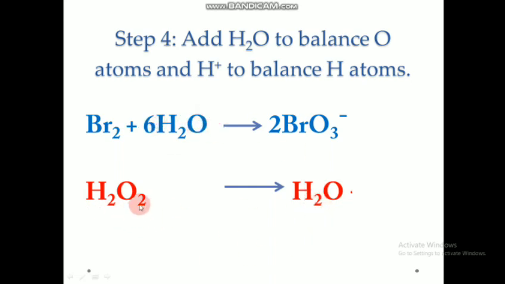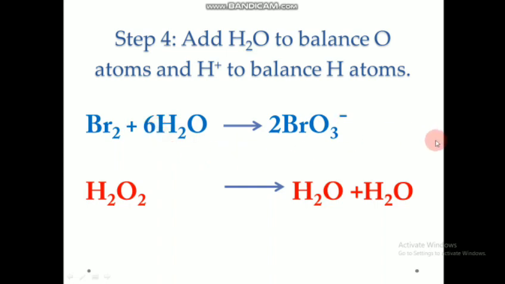And in the reaction H2O2 gives H2O, here we have 2 oxygens, and on this side we don't have 2 oxygens, we just have 1 oxygen. So one more H2O we add here. Hence 2 oxygens here and 2 oxygens here also. Now the problem is balancing hydrogen. In this case, 6 into 2, 12 hydrogens are there on this side. On the other side we don't have hydrogen at all.